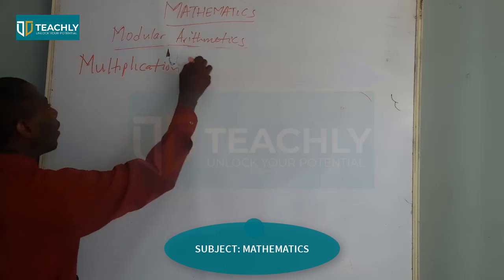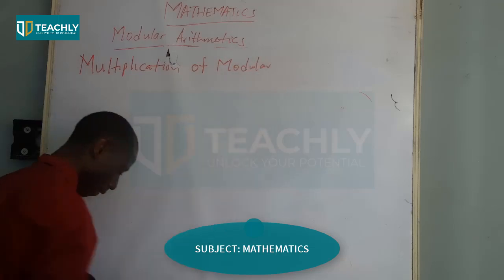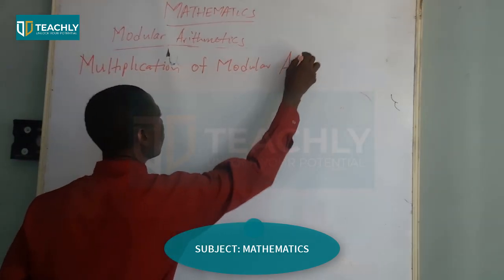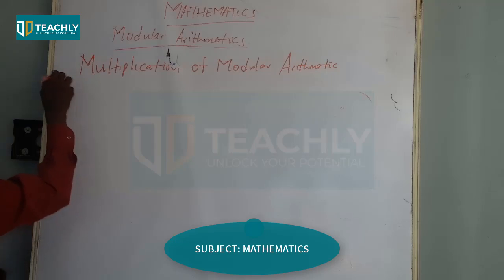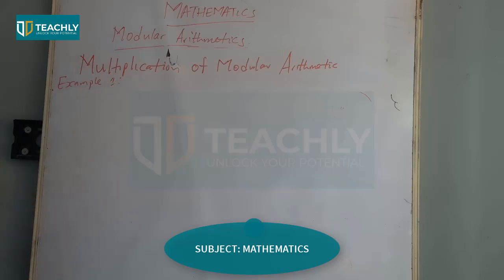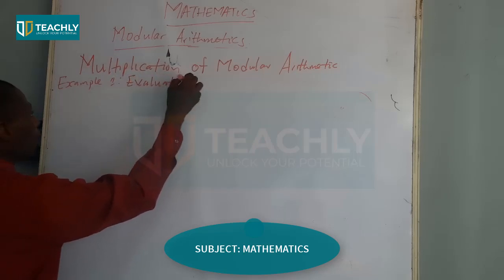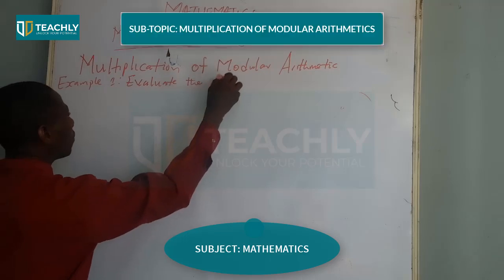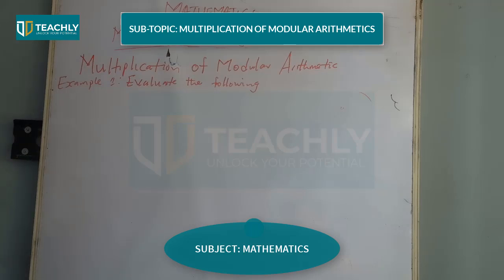Multiplication in modular arithmetic. Example. So how do we multiply numbers in modular arithmetic? You can be asked to evaluate the following in the given order.